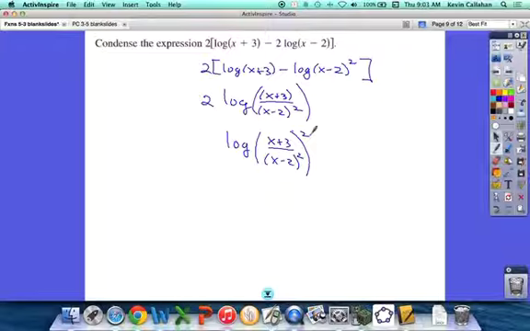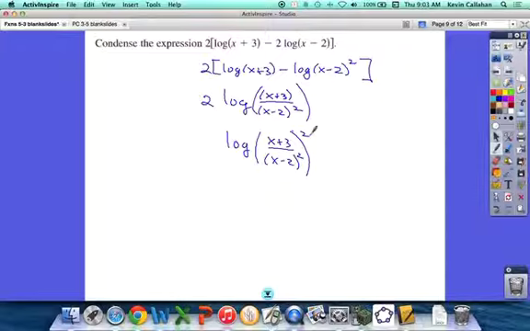Now, at that point, you've done everything you can to condense that into one logarithm, right? If there's more simplification being done inside the logarithm, it doesn't matter so much to me. You might see in the book that they wrote x plus 3 squared over x minus 2 to the 4th. Certainly that's correct, but I wouldn't worry about it as long as you've got everything inside the one logarithm. That's what we were really trying to get at here.